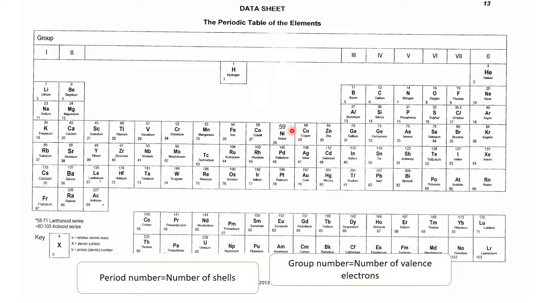Just as a reminder of what nonmetals are, on the periodic table, elements in group 8 or group 0, group 7, group 6, group 5, and some in group 4 are nonmetals. These are the ones that form covalent compounds.